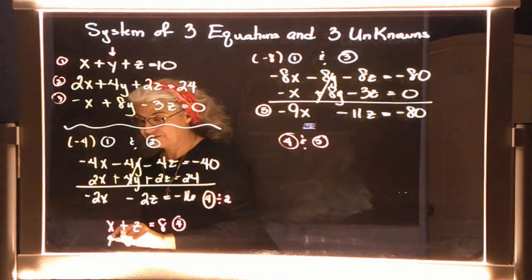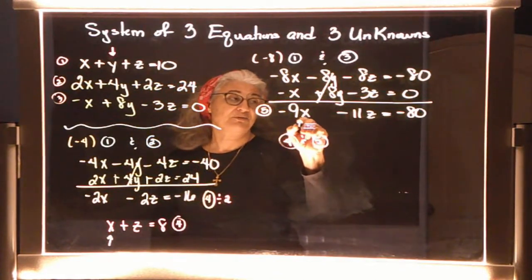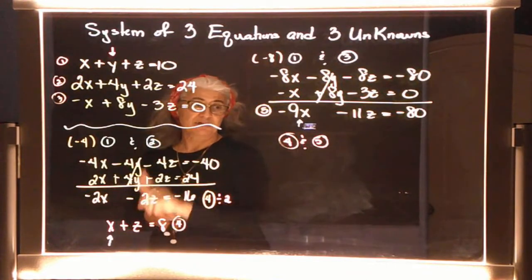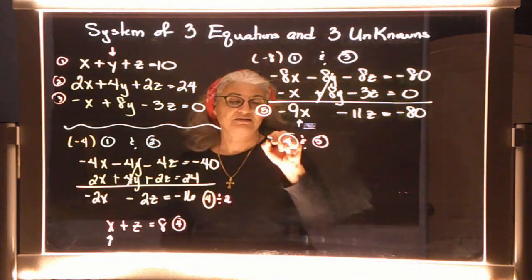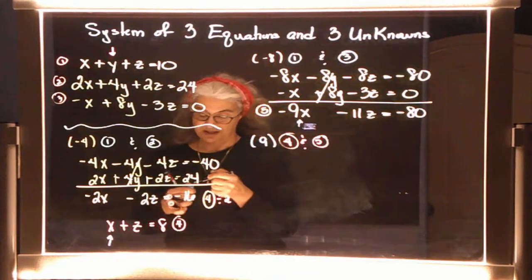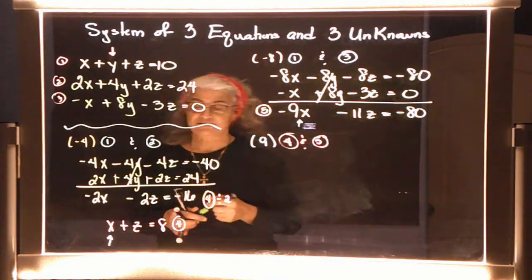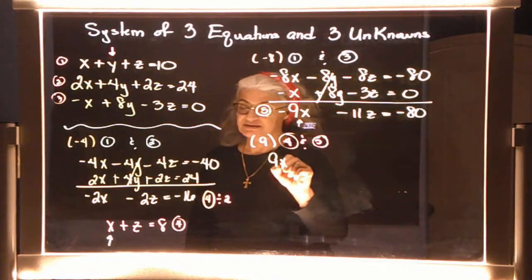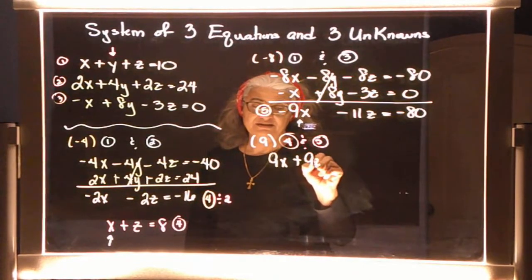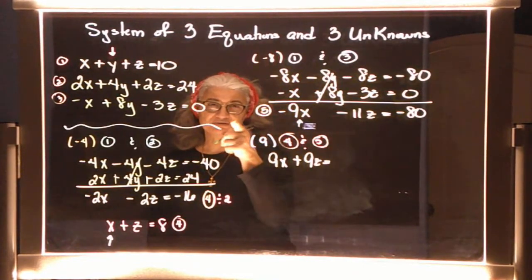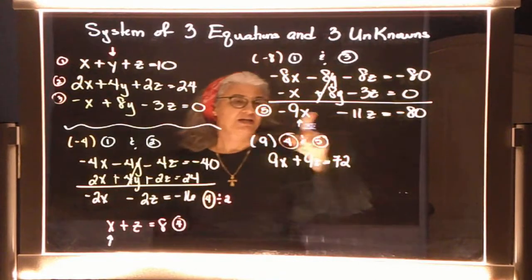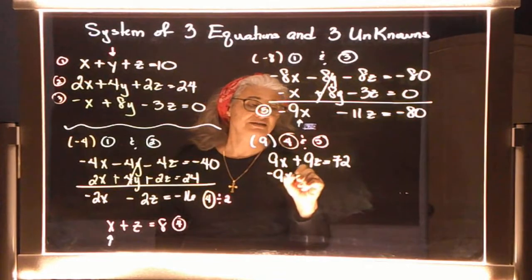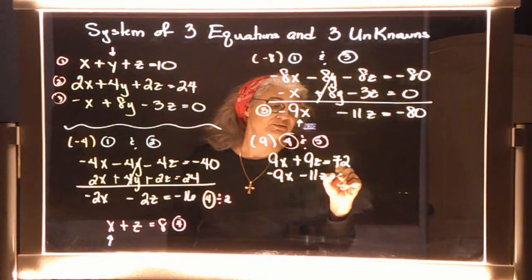So let's get rid of the x's in these 2 equations, which means, correct, equation 4 needs to get multiplied by 9. All right, let's see what this looks like. So equation 4 would be 9x plus 9z equals, no calculators, good, 72. Equation 5, we're not doing anything to it. So -9x minus 11z equals -80.